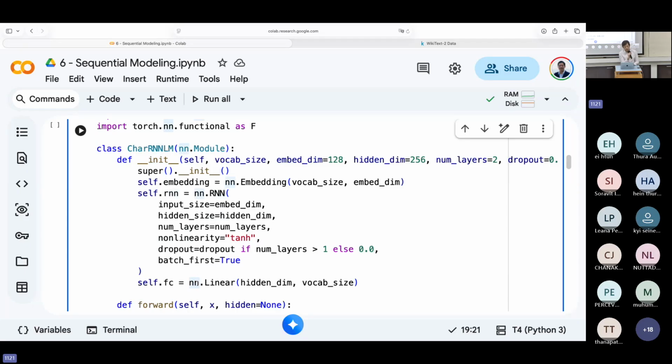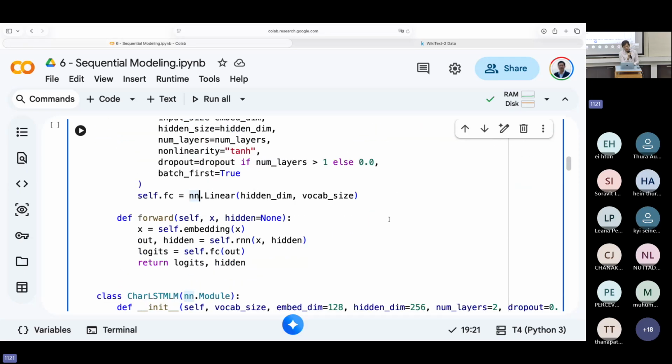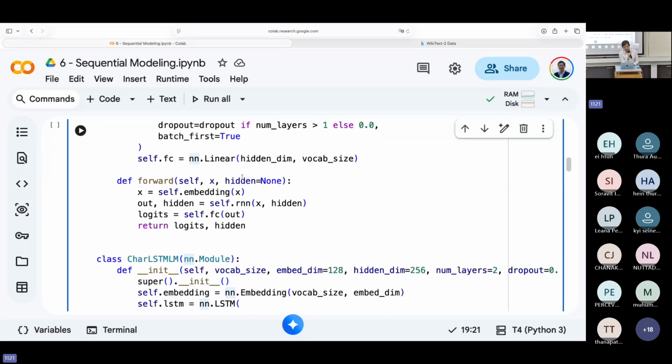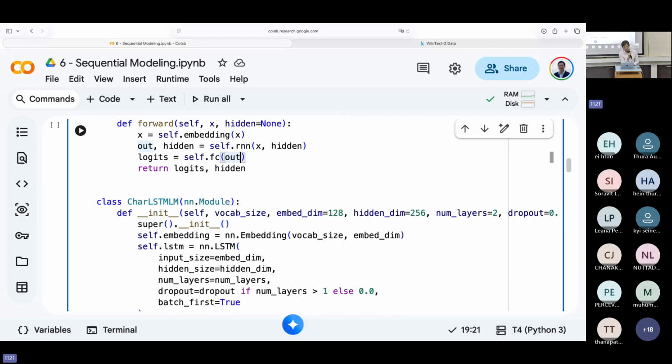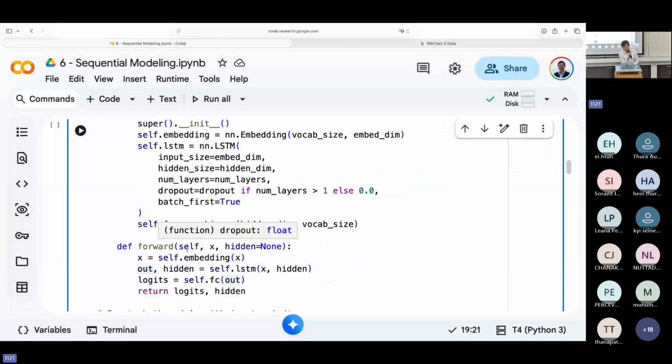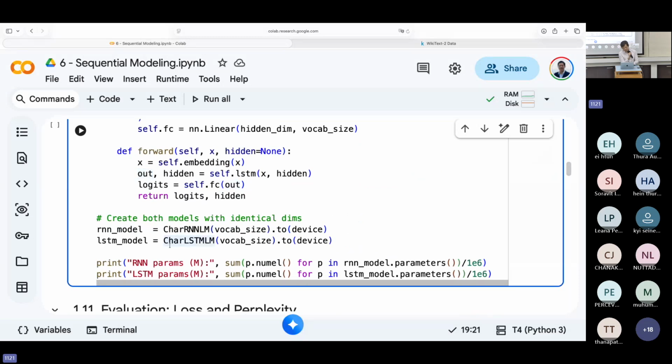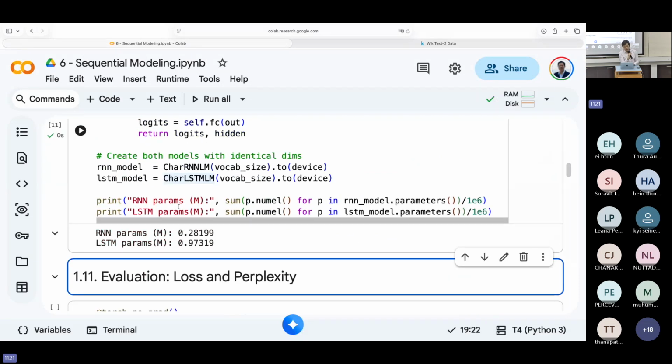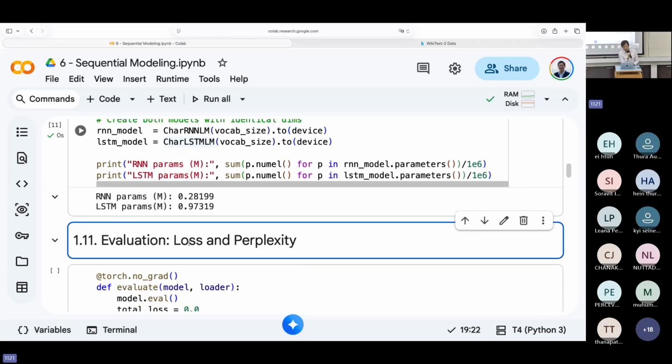Just that, so it will not be able to remember quite a lot. The hidden layer dimension is 256. Then we have a little bit of dropout here. And for the LSTM, we're replacing everything with LSTM. Then we will have this number of million parameters. The RNN is quite simple; you have about 281,000, 0.28 million. For the LSTM, you have about 1 million parameters.